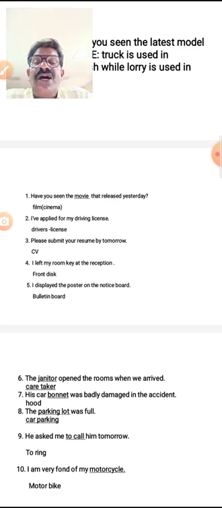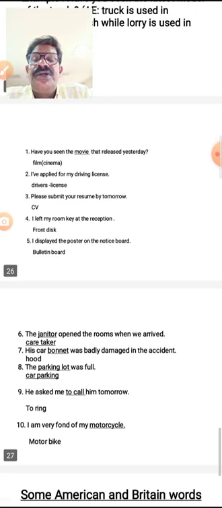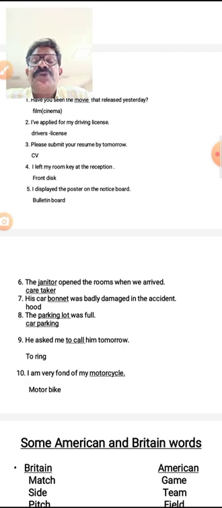I have applied for my driving license. It is driver's license. Please submit your resume by tomorrow. The answer is CV. CV means curriculum vitae. I left my room key at the reception. That means the answer is front desk. Fifth one, I displayed the poster on the notice board. Notice board is something different from bulletin board.